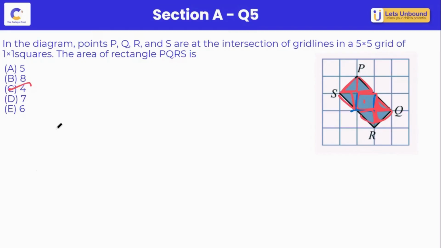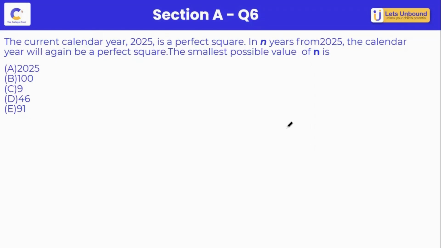No. A unit grid means you have to apply some strategies like this, not the formula way. Right? Next. The current calendar year of 2025 is a perfect square. Yes, it's a perfect square. In n years from now, the calendar will again be a perfect square. The smallest possible value of n is?